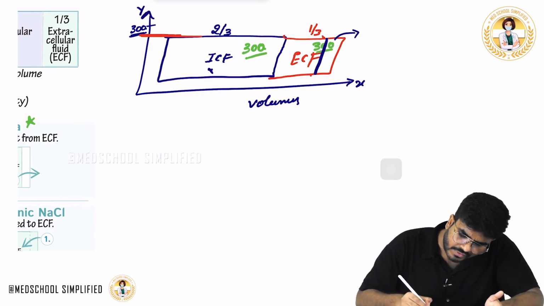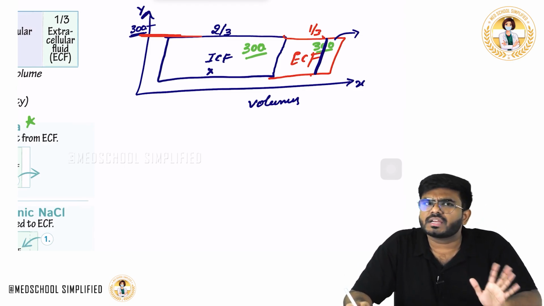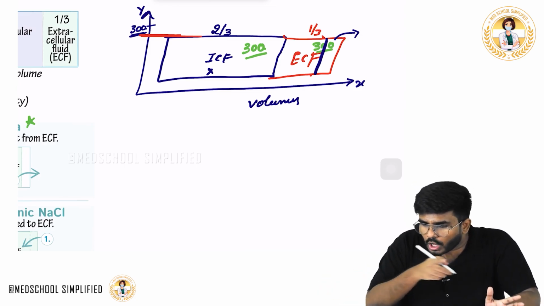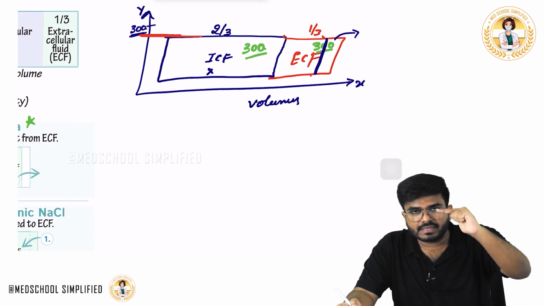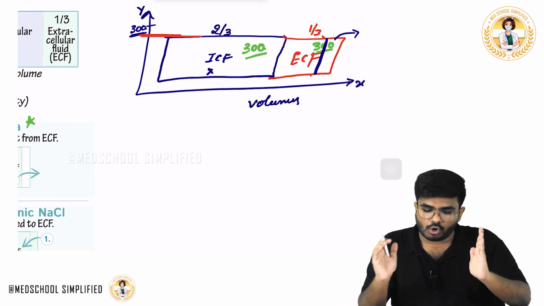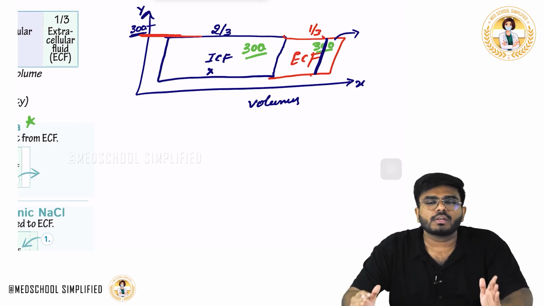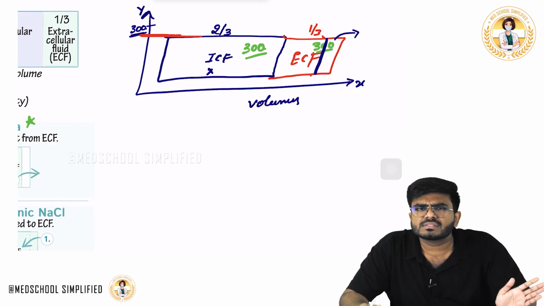Is there any expansion of the intracellular compartment? No, there is no change with the intracellular compartment, volume-wise as well as tonicity-wise. There is no change. Only extracellular fluids are getting contracted. That's it, as simple as that.